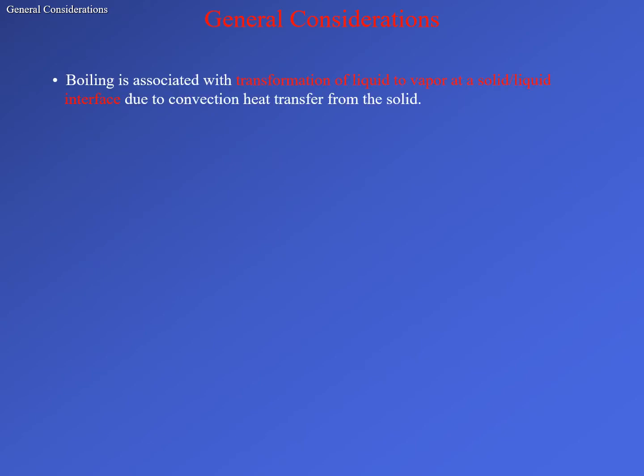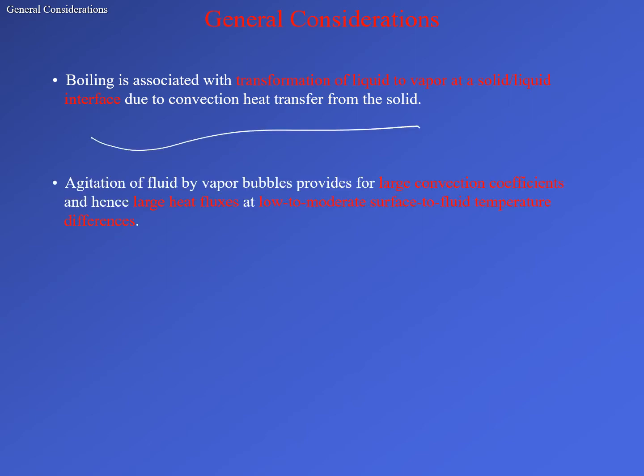Okay, so we'll summarize what we have discussed quickly again. Boiling is associated with transformation of liquid to vapor, and this agitation in the fluid that we see results in large convection coefficients, and hence you have large heat fluxes.